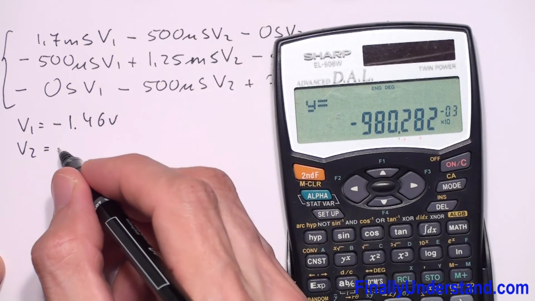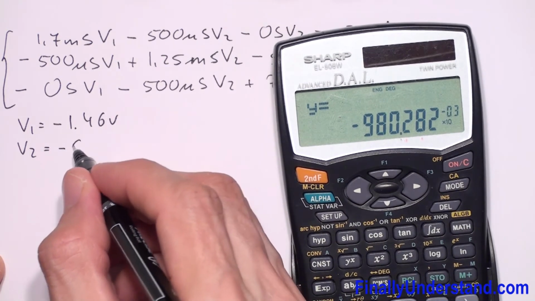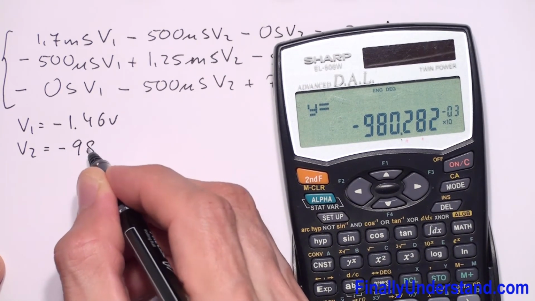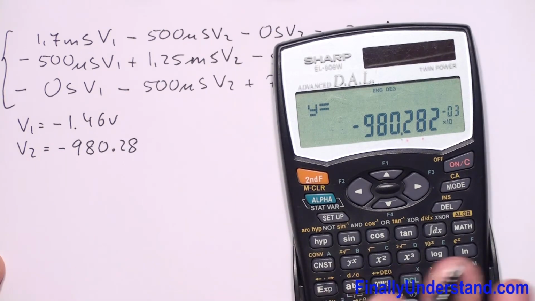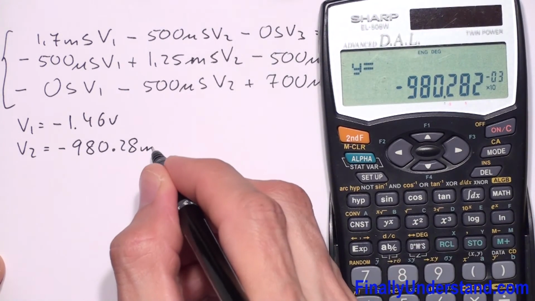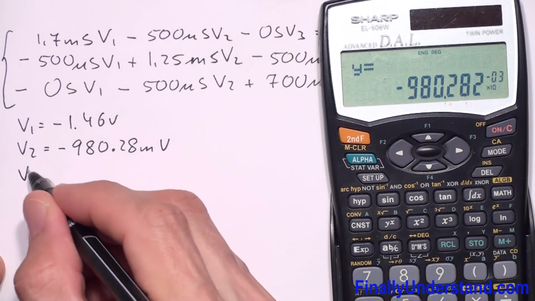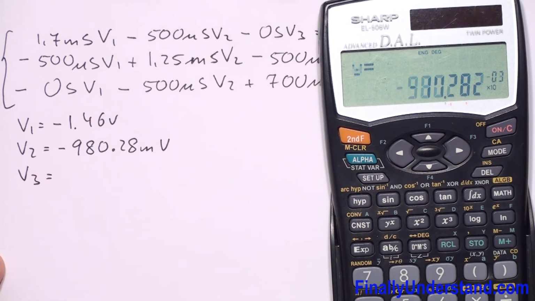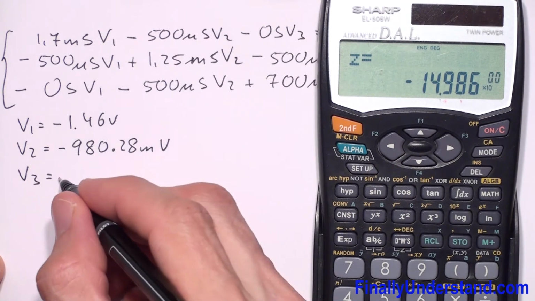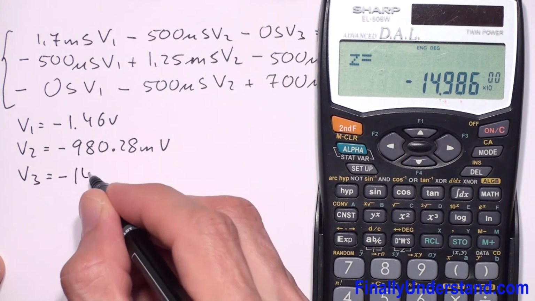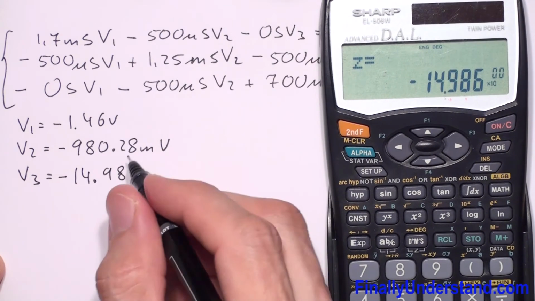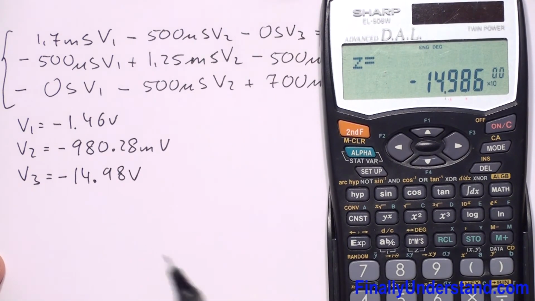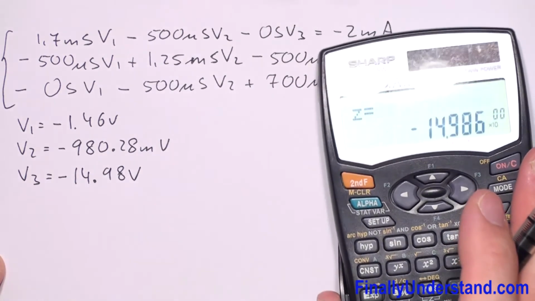Okay, next I have my V2. V2 is equal to negative 980.28 millivolts, and I have also V3, which is equal to negative 14.98 volts. Okay, I found the voltages.